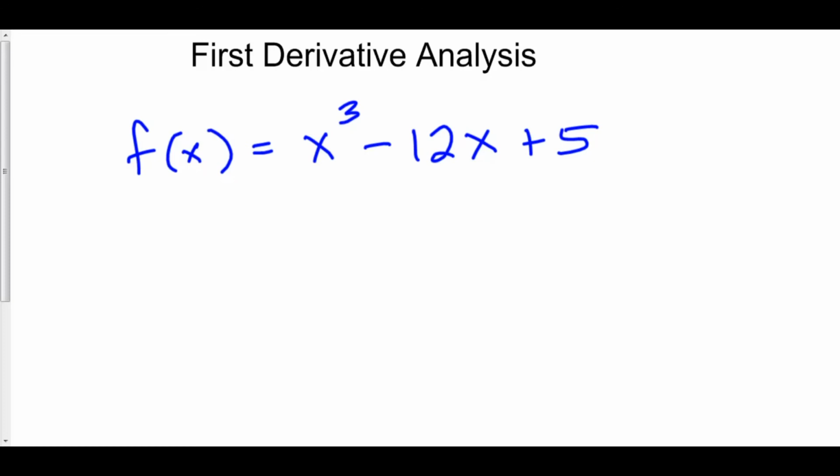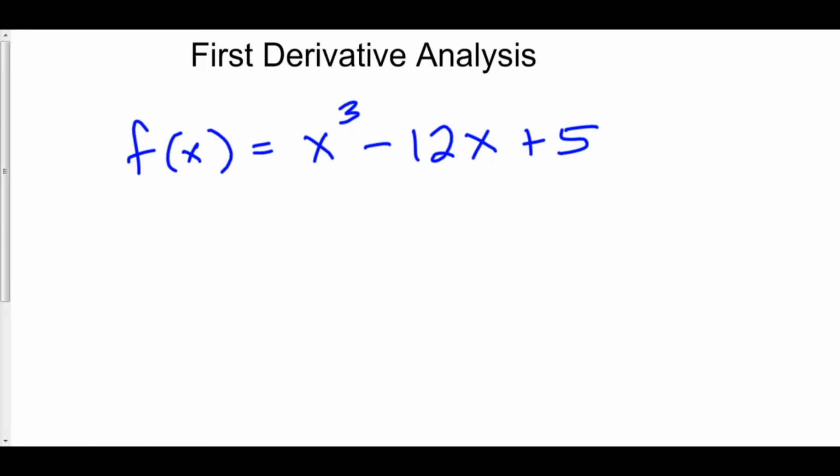f has a local max at x equals negative 2. And f has a local min at x equals positive 2.